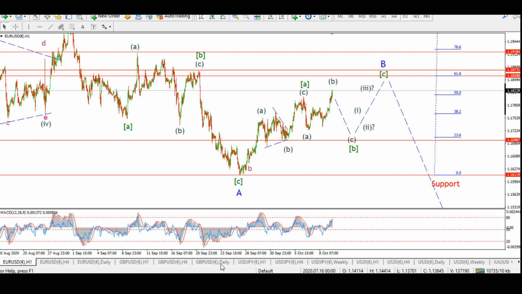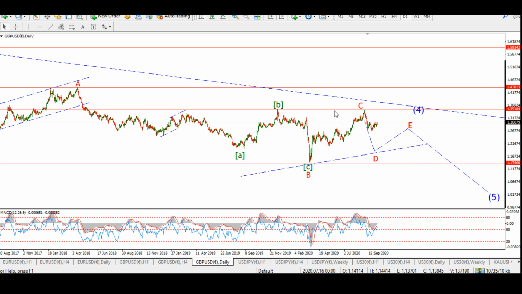Okay, so let's move on to cable. Cable, again, a triangle. Despite the move higher in both markets today, I still think we're looking at an interim corrective high in a three-wave move down. So we've got the initial move off the high. This is also a triangle, so it's wave D of the triangle. So it should be 3 waves down and then 3 waves up to complete the triangle.